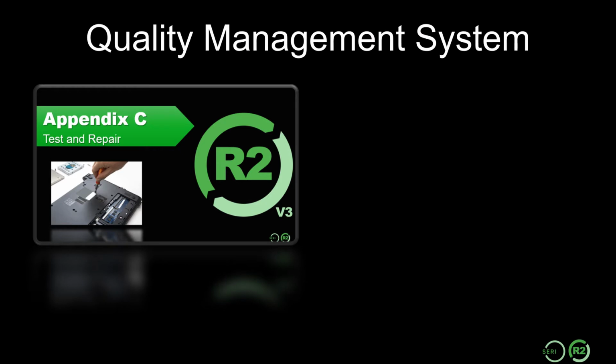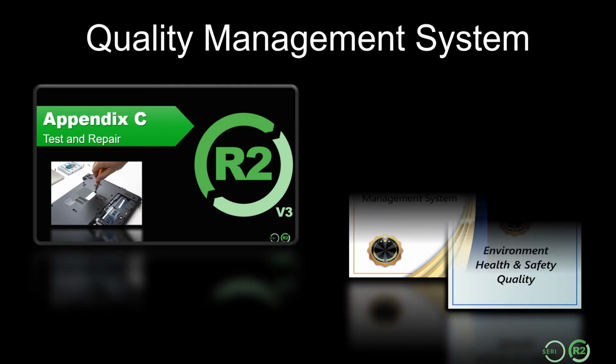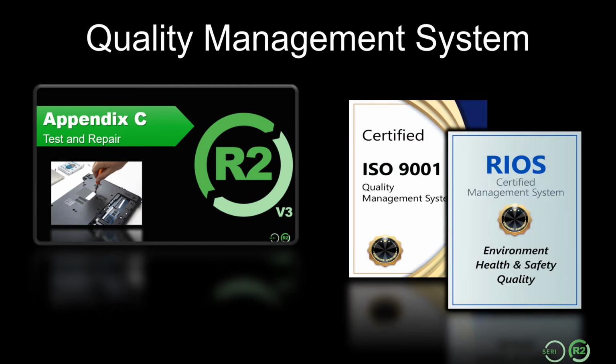First, to certify to Appendix D, an R2 facility must also maintain certification to Appendix C, Test and Repair. As part of Appendix C, a facility is required to maintain certification to a quality management system. The options for this are ISO 9001 or the RIOS standard, which is a single standard combining requirements for environmental protection, health and safety, and quality.